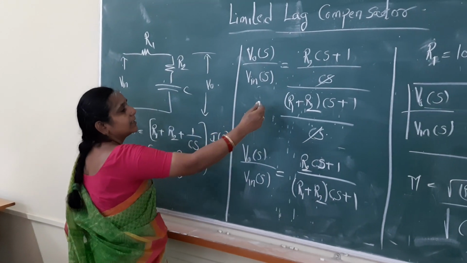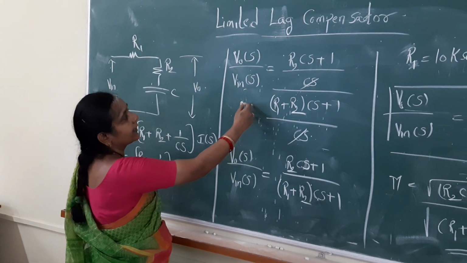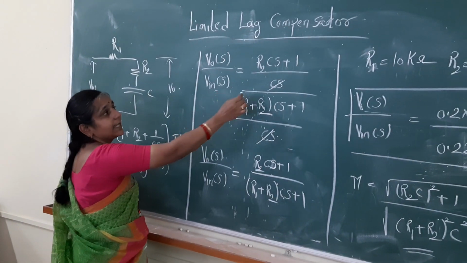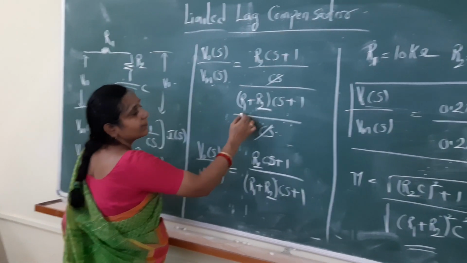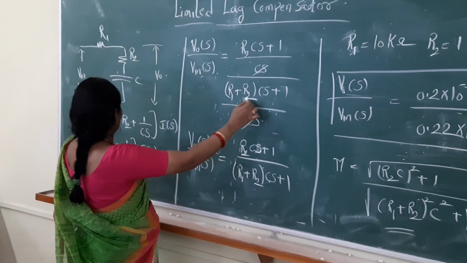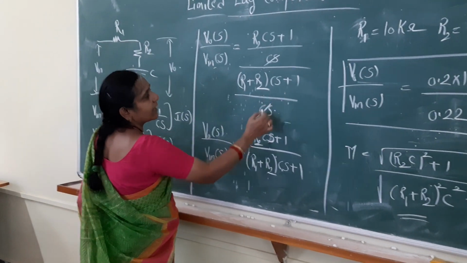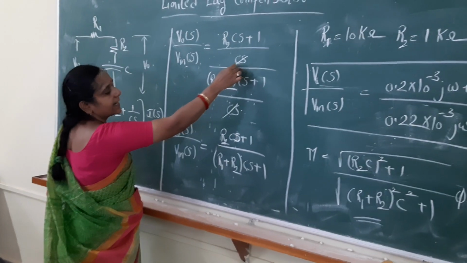So now let us try to combine and reduce. V naught of S by Vin of S is R2 Cs plus 1 by Cs, divided by R1 plus R2 Cs plus 1 by Cs. Cs and Cs get cancelled.